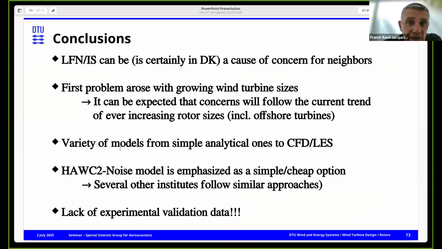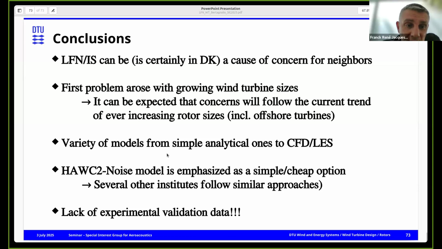Yep, that will conclude my talk. So yeah, low frequency noise and infrasound has been, at least in Denmark, a serious concern for neighbors and citizens, and there has been a lot of debate. We saw that in the beginning. This arose with growing turbine size back at the start of the industry, but now we see that they are growing even bigger, and it might become an even more important problem to address, both for regulation, but as well for having models to be able to predict these noise occurrences.